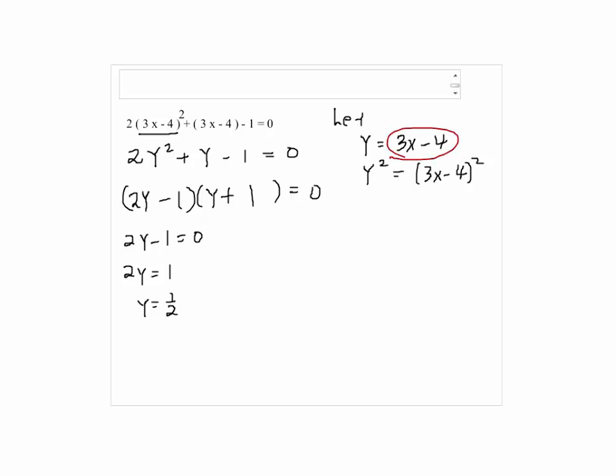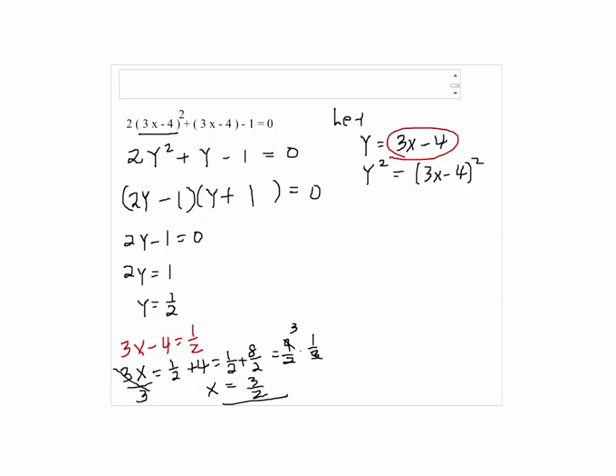But our y was 3x minus 4. So 3x minus 4 equals 1/2. So 3x equals 1/2 plus 4, which is 1/2 plus 8 over 2, which is 9/2. So by dividing both sides by 3, we get x equals 3/2.